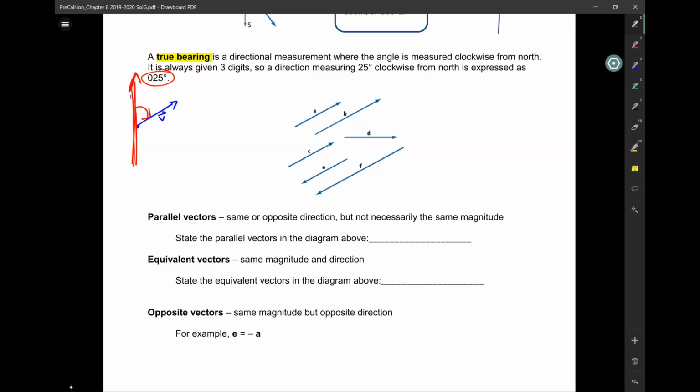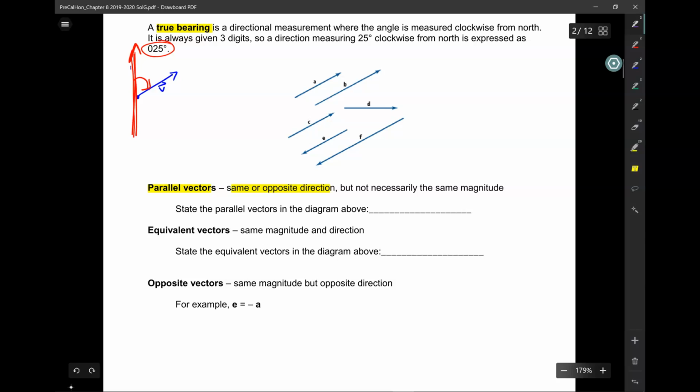Let's go. So here are some vectors. It's like somebody just threw up some vectors and they landed on the page wherever they would, right? Let's sort some vectors here. We have what we call parallel vectors. These have the same or opposite direction, but not necessarily the same magnitude. So here, vector A is parallel to vector B, and it's parallel to vector C, and what else? E and F, seemingly, right?